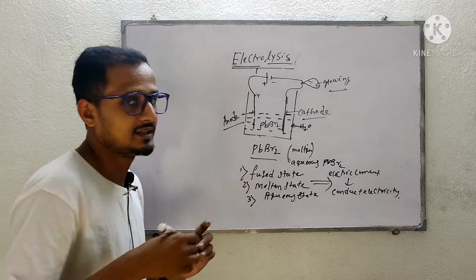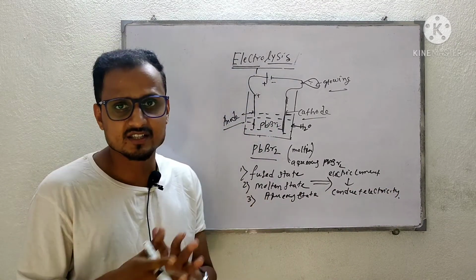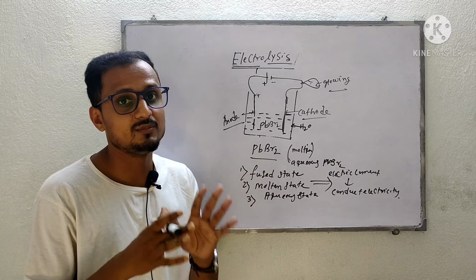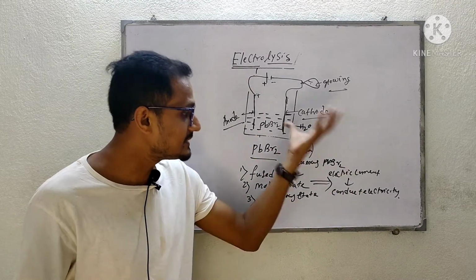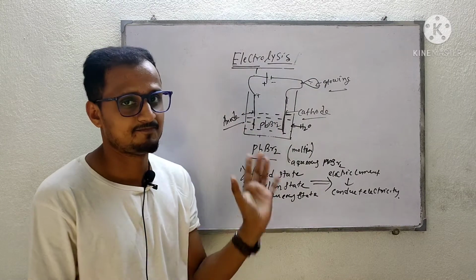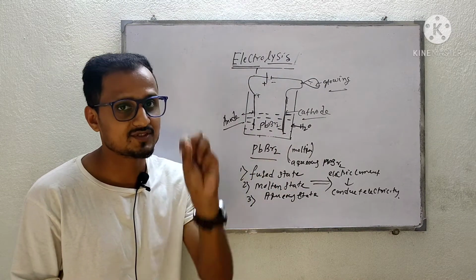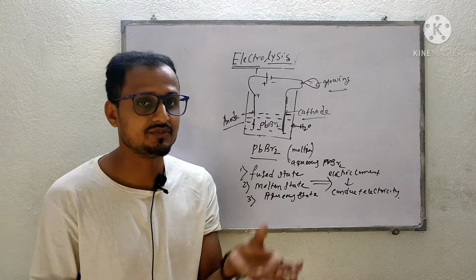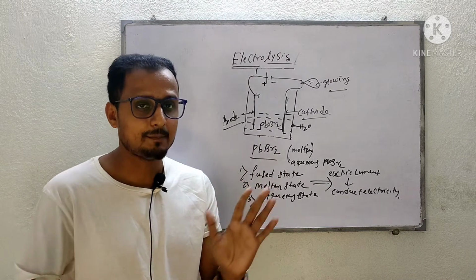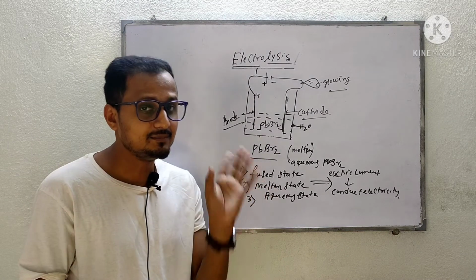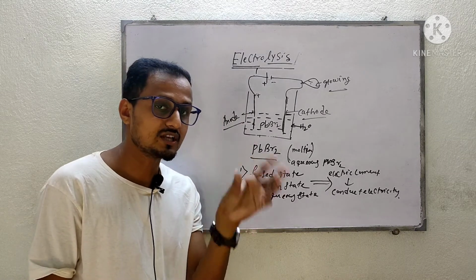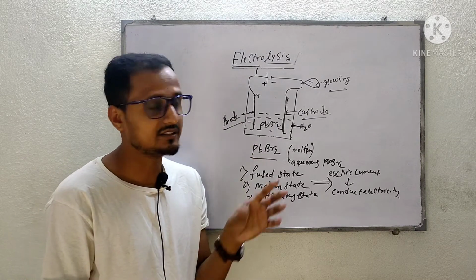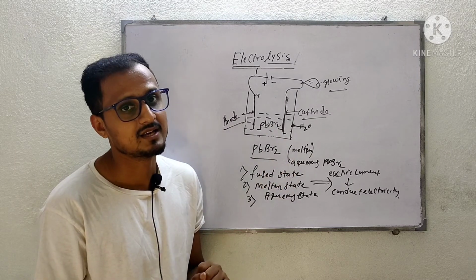They will not be called conductors. They will be called electrolytes, and this process will be called electrolysis. Whenever we take a substance in the molten state or fused state or aqueous state, and after passing electric current they can conduct that electric current, then those substances will be called electrolytes and the process will be called electrolysis.